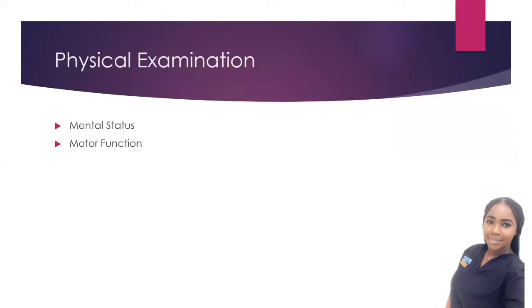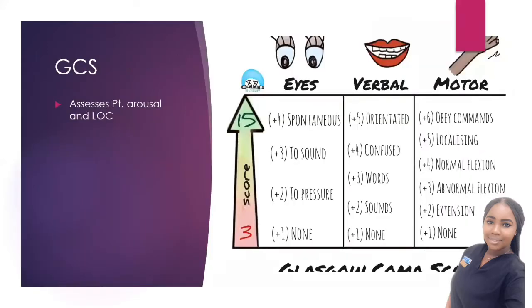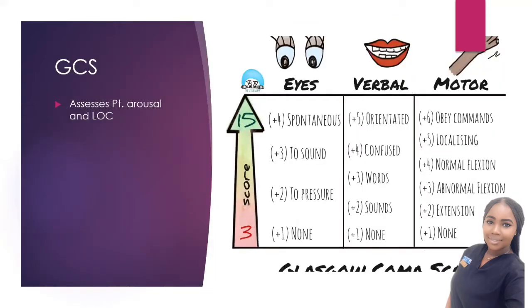Mental status includes tests to evaluate level of consciousness and arousal, orientation to the environment, and thought content. In instances of suspect brain injury, the Glasgow Coma Scale is a tool for assessing patient arousal and level of consciousness. This scale assesses 3 different areas such as eye-opening response, best verbal response, and best motor response. Patients can be alert, awake, lethargic, semi-comatose, and in our case, our patient is comatose. Motor function evaluates response to stimuli and motor strength and coordination. Our patient has right-sided hemiparesis, and this is because he has a left CVA.